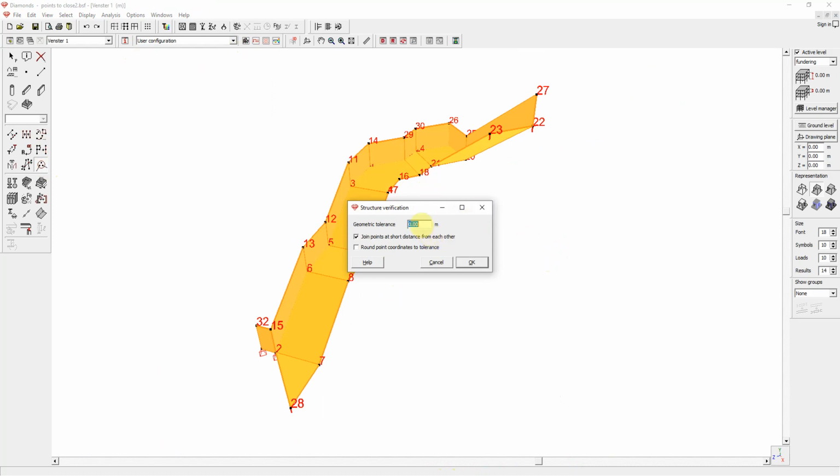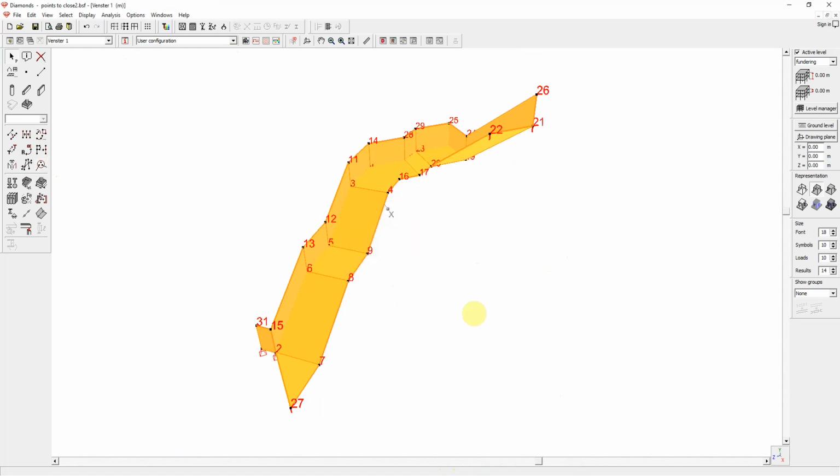I enter a geometric tolerance of 3 centimeters and select join points at short distance from each other. This means that all selected points that are closer to one another than the tolerance of 3 centimeters will be joined into one point. And I hit OK.